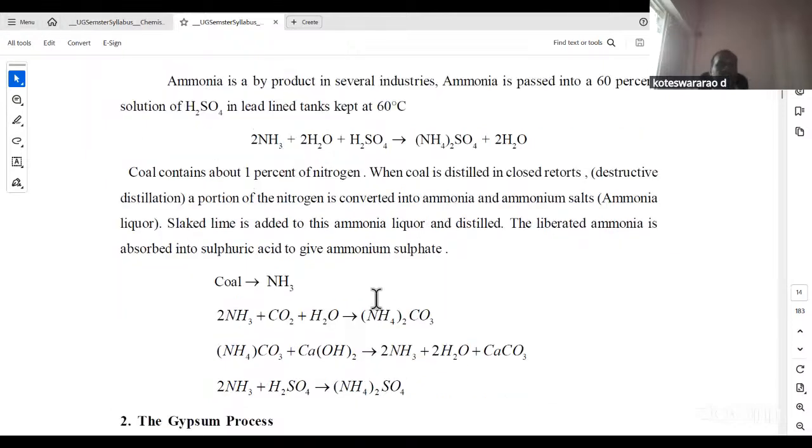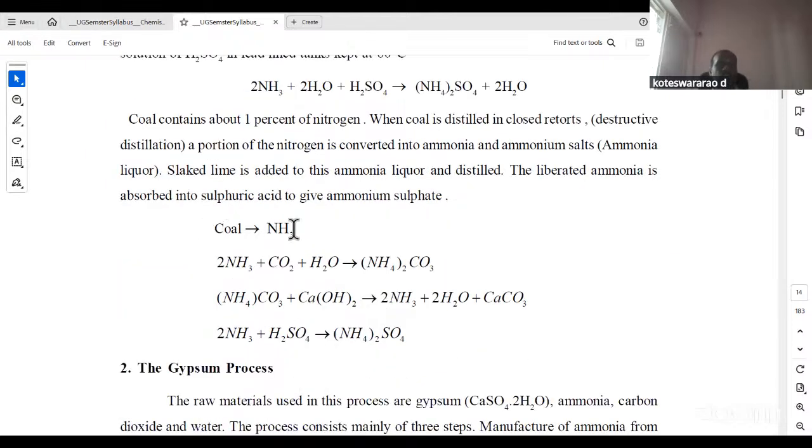This is the expression of the reactions. Coal, on heating, evolves ammonia gas that will be cooled, which leads to the formation of liquor ammonia. That liquor ammonia is treated with carbon dioxide and water that leads to the formation of ammonium carbonate. That ammonium carbonate is treated with calcium hydroxide that leads to the formation of ammonia again, water and calcium carbonate. Next, ammonia is dissolved in H2SO4 that leads to the formation of ammonium sulfate.